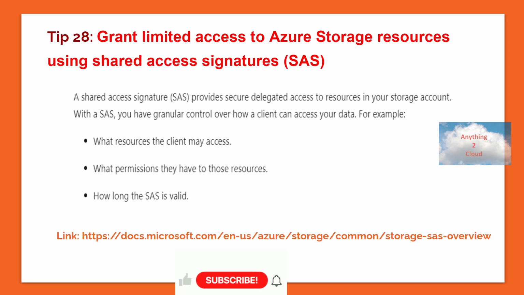A shared access signature, SAS, provides secure delegated access to resources in your storage account. With a SAS, you have granular control over how a client can access your data. For example, what resource the client may access, what permissions they have to those resources, and how long the SAS is valid. Basically, what we need to understand from shared access signatures is that with the help of SAS, we can grant limited access to Azure storage resources.